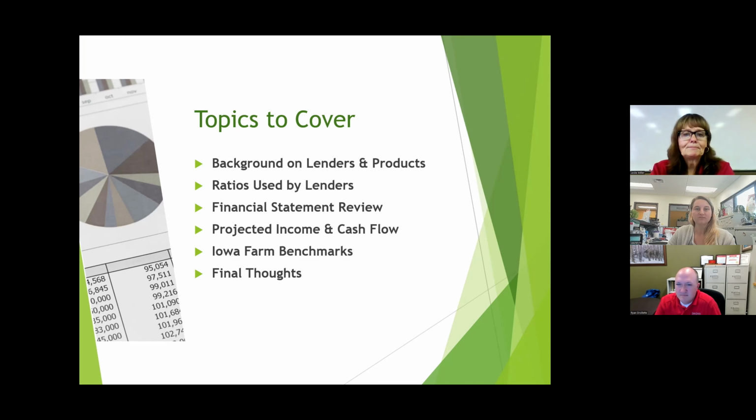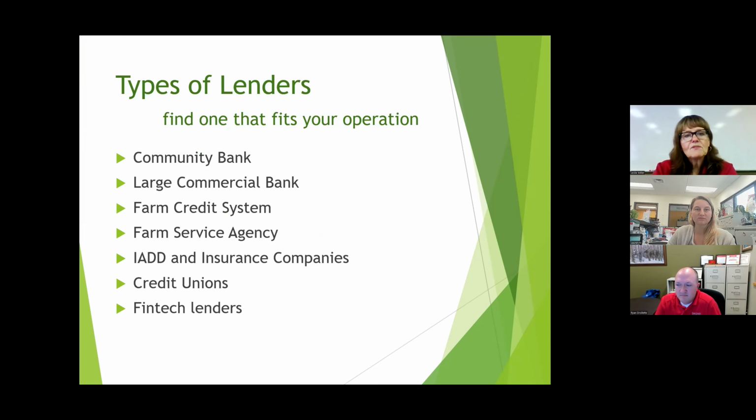So the types of lenders: if you look at the first four on the screen, they're the ones that people are most familiar with, community banks and commercial banks. The community bank is pretty much that local town square bank. It's usually a local board of directors. They're people that oftentimes know you very well, know the community very well, and they're easier to work with because they are locally located.